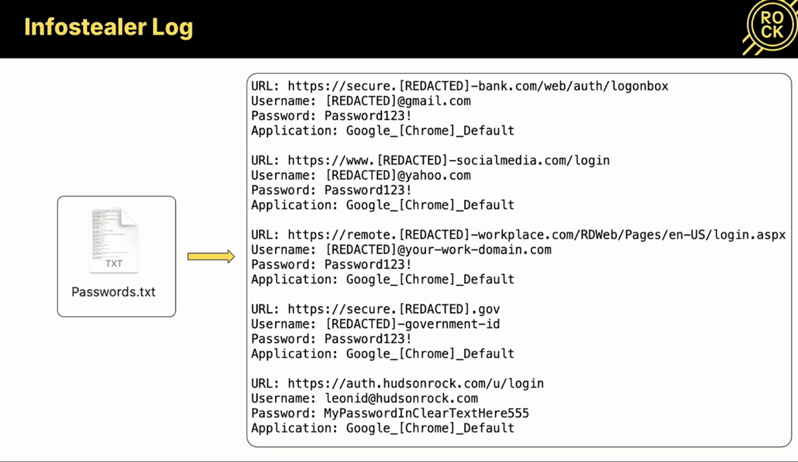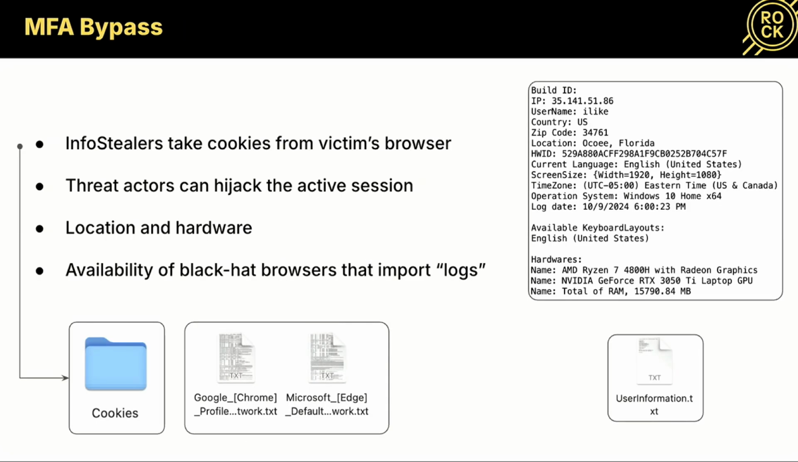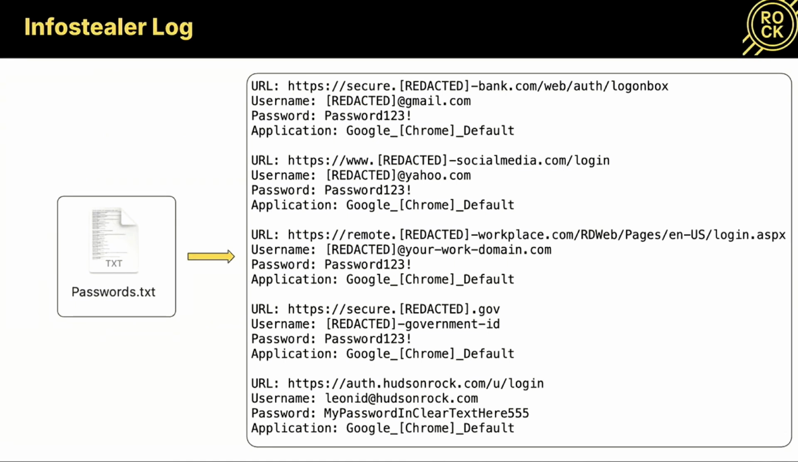Obviously, here we cannot show the real data of somebody else because at Hudson Rock we respect the privacy of other companies. But the last one here with the hudsonrock.com domain, this is exactly how the attackers will get the data. The URL, the username, the password, and the application, which means from which kind of browser this data was exfiltrated. And by the way, when they have this correlation, technically the last thing that is left for them is just to log in.